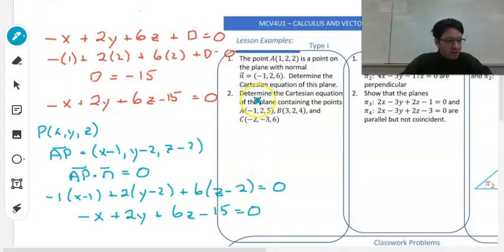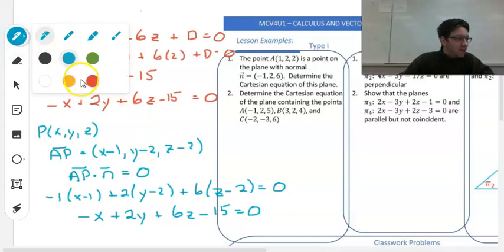Part 2 gives us 3 points on the plane. Okay, so if we have 3 points on the plane, what we're going to want to do is to figure out 2 lines on the plane, right? 2 direction vectors. Let me change my colors. Here we go. So why don't we do AB?